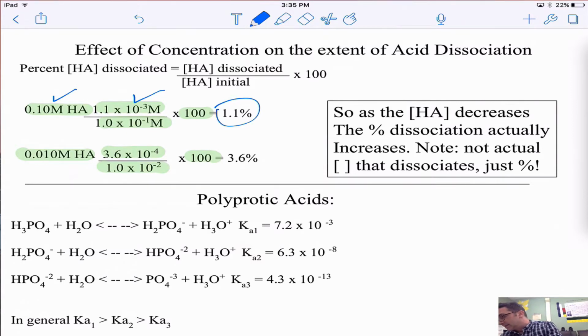In the less concentrated acid, you make less H plus. That makes sense. But you're actually more dissociated. That's weird, but it's what happens. You don't actually get more H plus, but your percentage of dissociation is greater. And this is the question that they like to ask. It's like one of those one-off type questions.